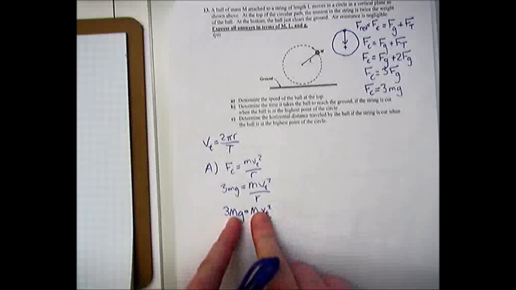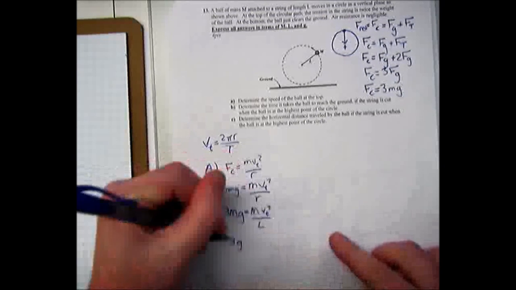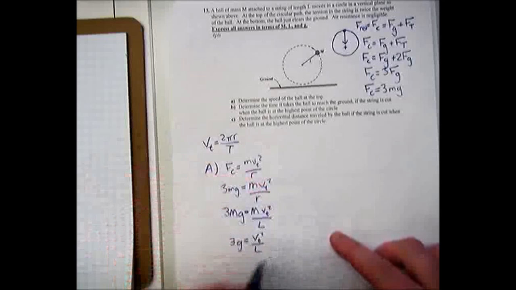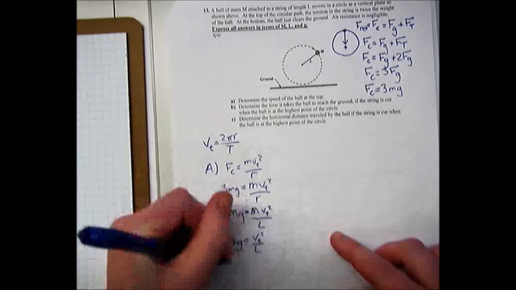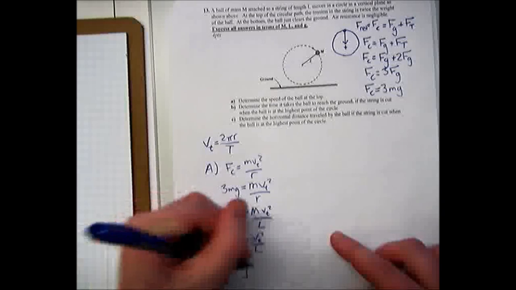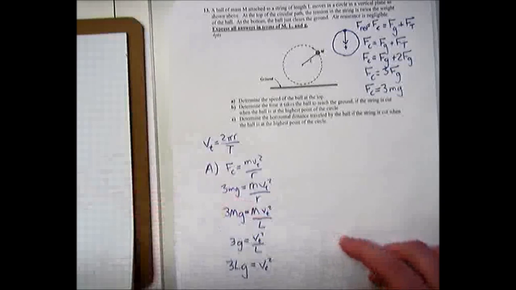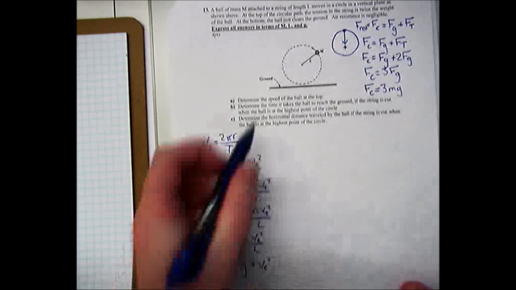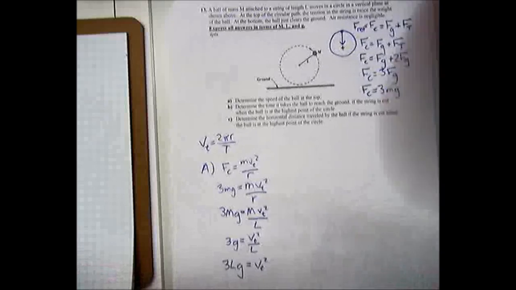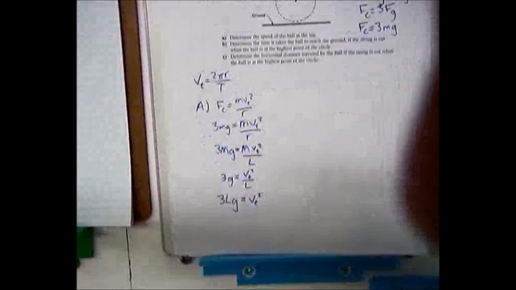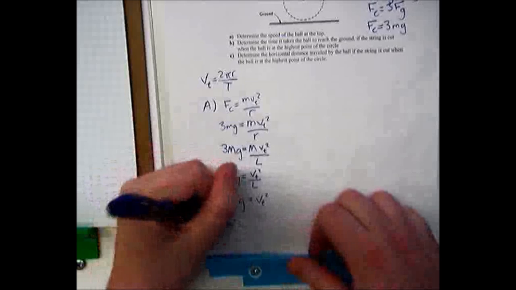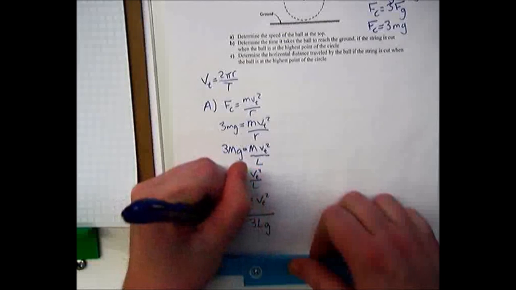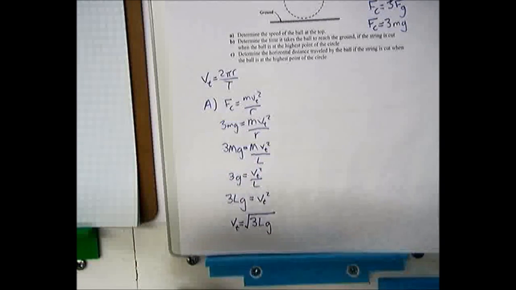So we got a mass over here, those cancel out. So you're left with 3g is equal to vt squared over L, right? So then multiply both sides by L. Bring your L over, 3Lg is equal to vt squared, right? So that means we're solving for vt. That was part A. Let's put my camera down a little bit. Just take the square root. So the answer to this, part A, right?